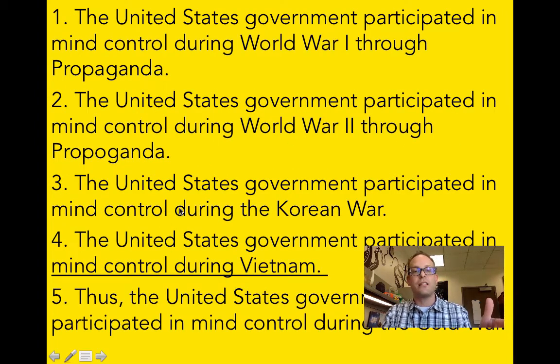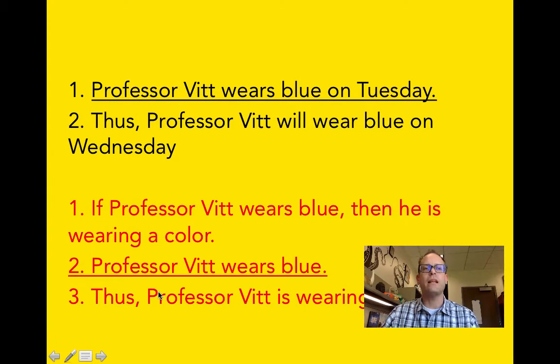Contrast that with this other example. 1 through 4 could be true, but 5 could be false. All right, let's look at, on the same screen, an inductive argument and a deductive argument. On the top, Professor Vitt wears blue on Tuesday. Thus, Professor Vitt will wear blue on Wednesday.